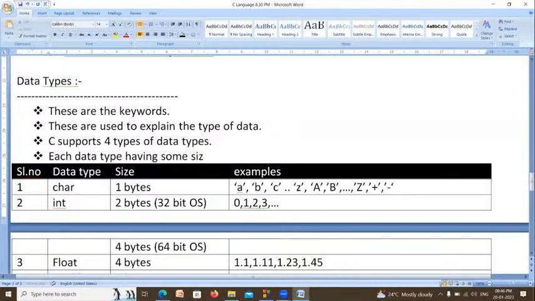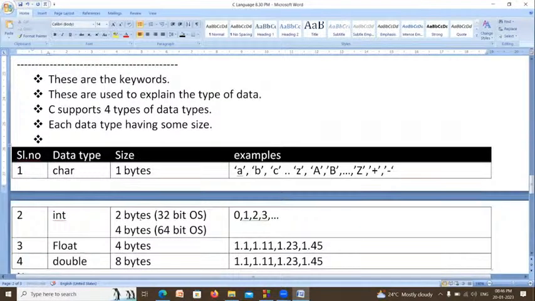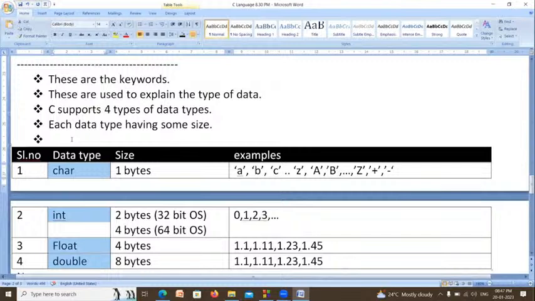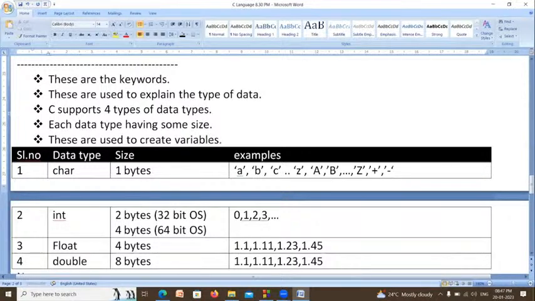Now, where we need to use this data type? Whenever you want to create a variable, then you have to use these data types. So these are used to create variables. What is the meaning of variables? Variables are nothing but the containers. Those are used to store the data.